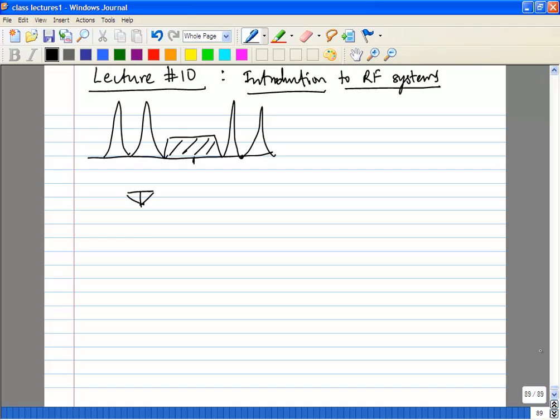Your typical receiver would look like this. You have your antenna, and then first you want a band pass filter, because you want to get rid of junk outside your band.